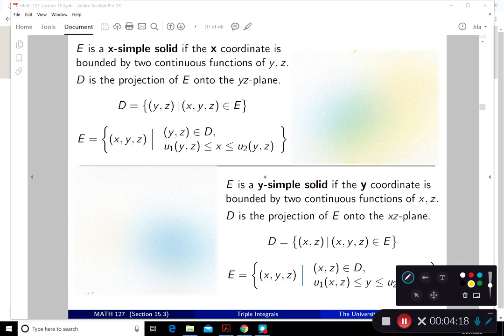If it's y simple, what do we do? This time, again, in the direction of y, you have to have two surfaces that make the upper and lower bound. In here, again, we call them u1 of x and z, because y is the direction, and u2 of x and z, because, again, y is the direction of the inner. And so that's the domain. And so in the next slide, we're going to discuss one of the examples that goes with this.